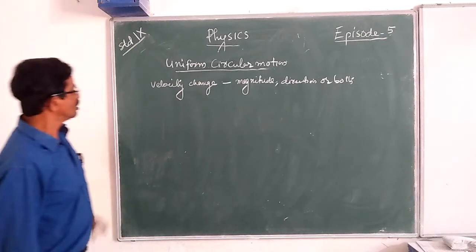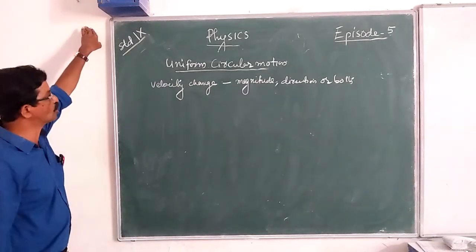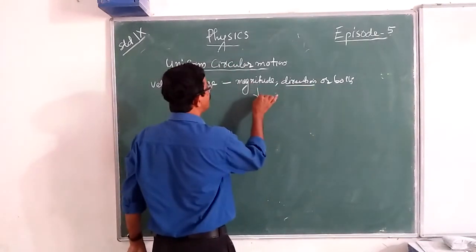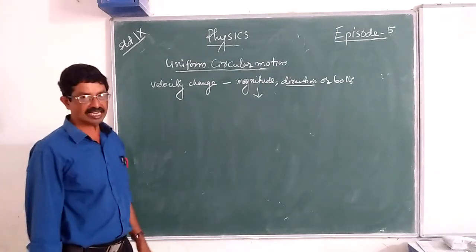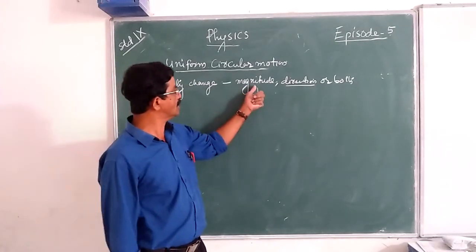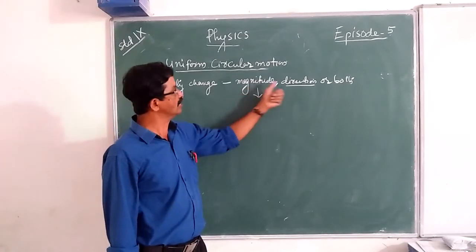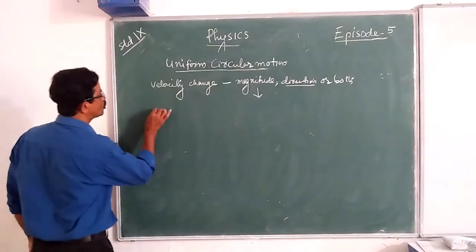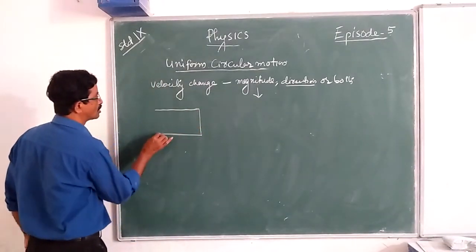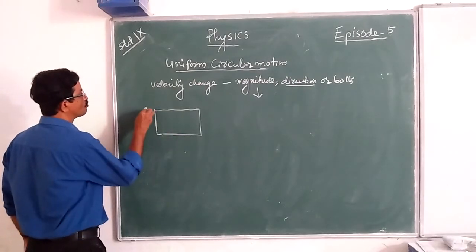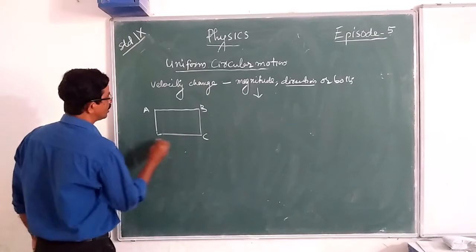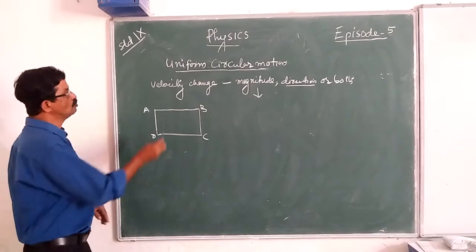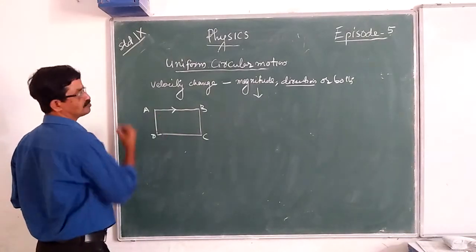Now consider an occasion in which there is no change in magnitude but only a change in direction. Now let us consider a case where there is no change in magnitude but only a change in direction. For example, consider an athlete who moves along a closed path ABCD, in which he is moving at a uniform speed.